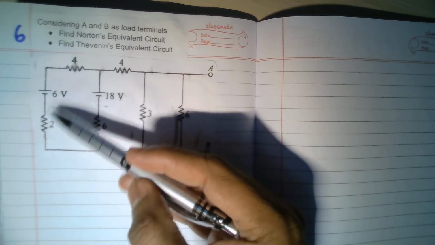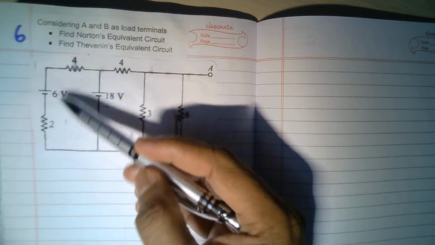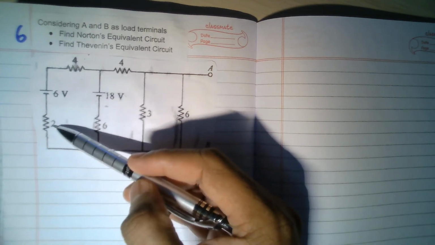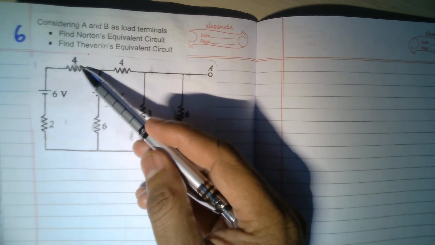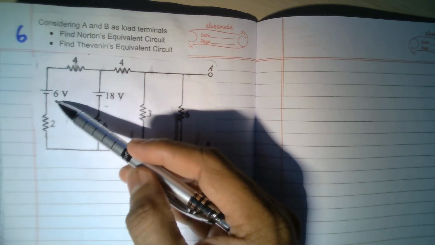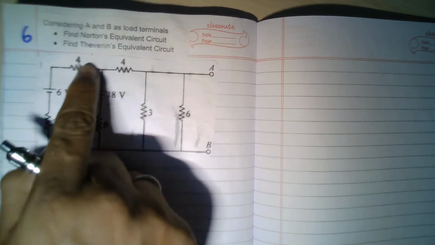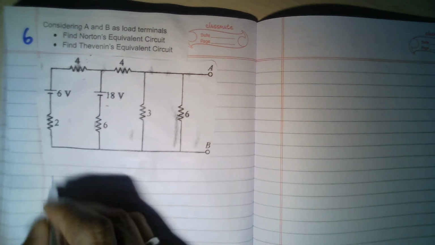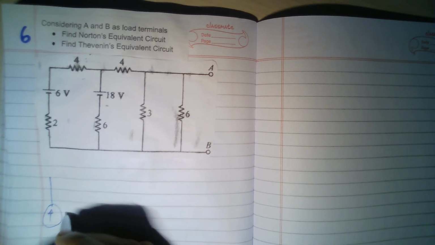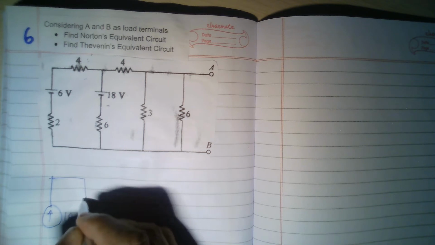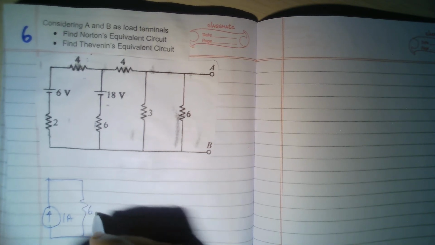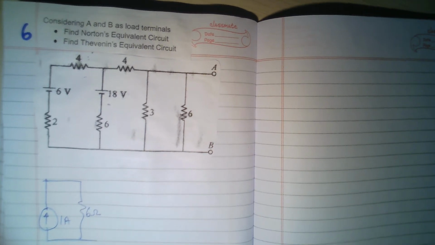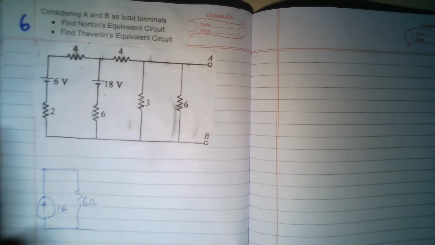Now here you see 2 and 4 are in series. So 2 and 4 in series means it will become 6 volts, 6 ohms. So I can replace this entire branch with 1 ampere in parallel with 6 ohms, right? So this is what happens for the left side.